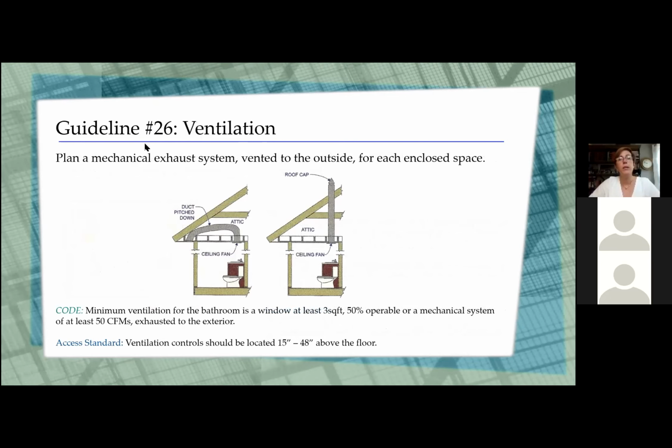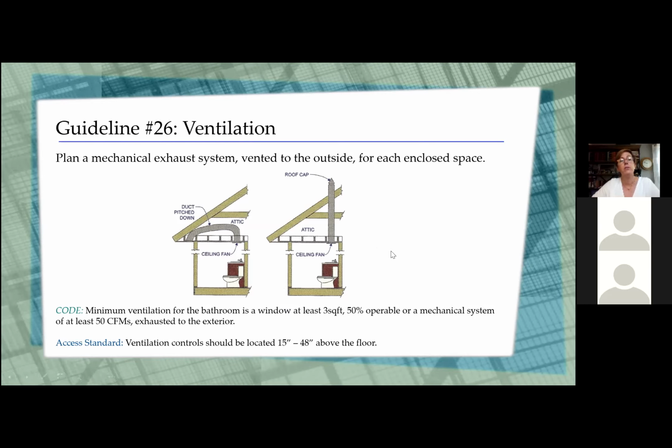Ventilation. We want to make sure that we've got ventilation for a bathroom. Code a lot of times will say that you either have to have a window that's at least 3 square feet that can open at least 50%, or you have to have a mechanical system that's going to pull out at least 50 CFMs of air to exhaust it to the exterior. The challenge is I don't know a single client that really wants to open a bathroom window in the middle of winter and get cold. So planning ventilation or a bath fan into your bathroom is just a smart idea.